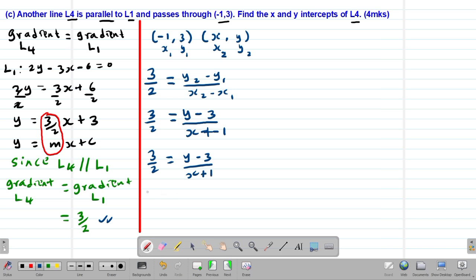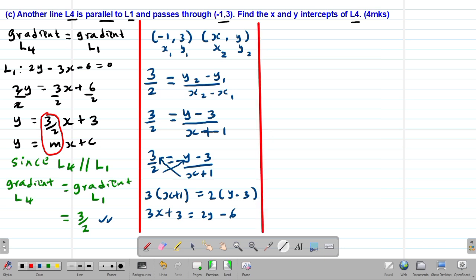On cross multiplying, I'll have 3 into x plus 1 being equal to, of course, this will multiply with this, just like a 3 will multiply with that. So I'll have 2 into y minus 3. If I open the bracket, I'll end up with 3x plus 3 being equal to 2y, then of course minus 6. So I want it in the general form, that is in the form y equals mx plus c.